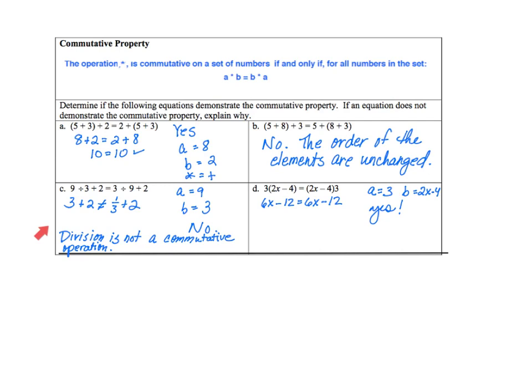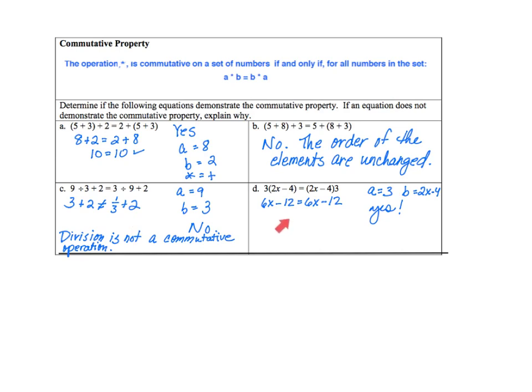In part C, this does not show the commutative property. You'll notice I have 9 divided by 3 plus 2. I just switched the order of the 9 and the 3, and it absolutely does not work. That does not show the commutative property.